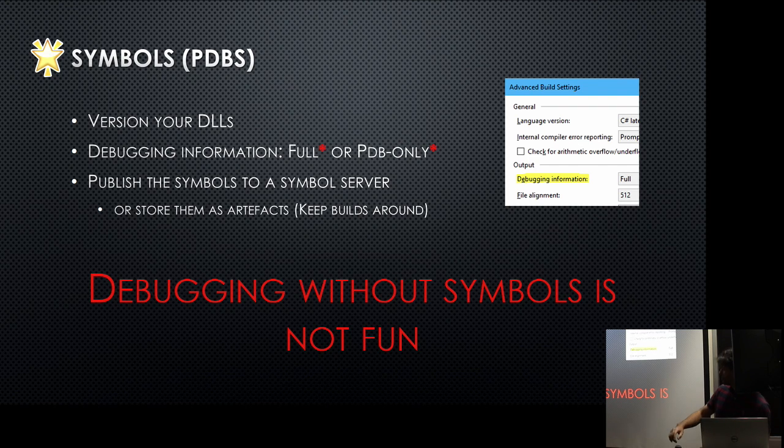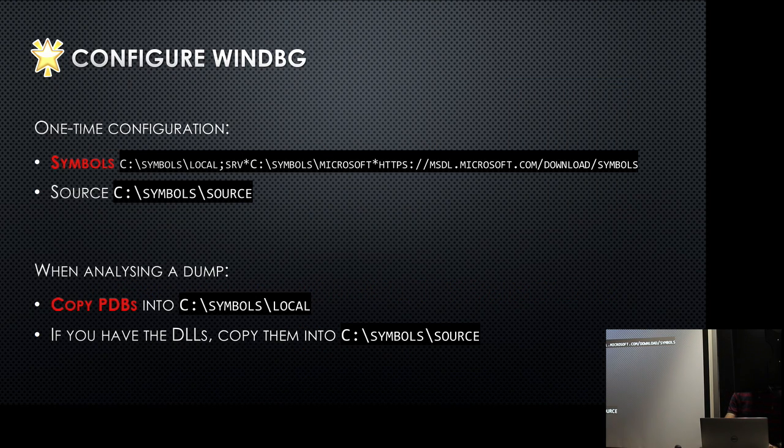And finally, sorry. Debugging without symbols is also not fun, I can tell you, because all you'll see is basically machine code and offsets. You just see offset, offset, offset, and it's like, that's great. And then you can go and decompile those lines, but it's a lot faster if you have access to the symbols.